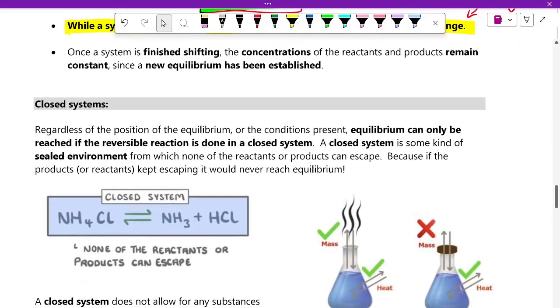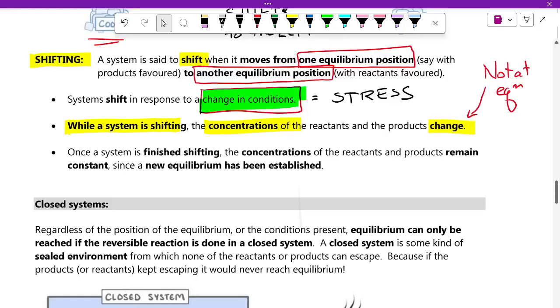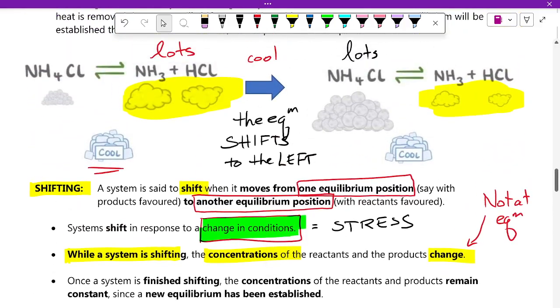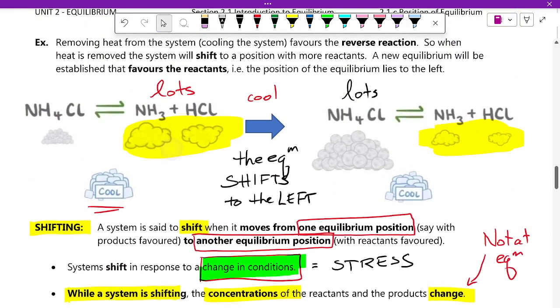Once a system is finished shifting, oh, we already talked about that. Never mind. Closed systems, we already talked about these last day. Remind your partner what can go in and out of a closed system and what can't go in and out of a closed system.